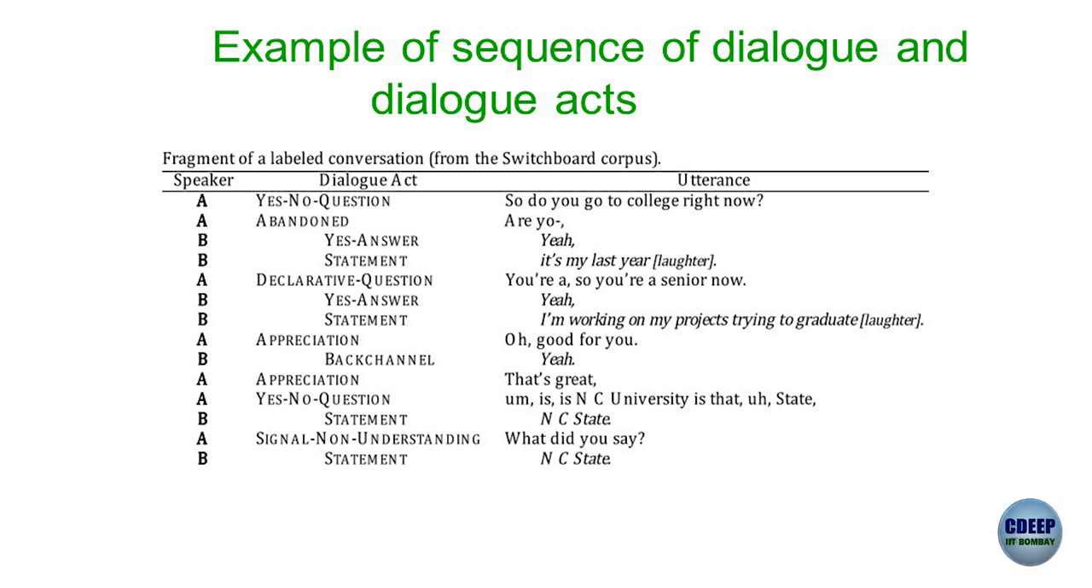So you see, B's participation in this conversation is quite good. B always gives more information than just yes, no, right? So A says, oh, good for you. Then B says, yeah. A says, that's great. A says, is NC university, is that a state, is it a state university? So that is a disfluent sentence. Then B says, NC state, North Carolina state. A says, what did you say? B says, NC state.